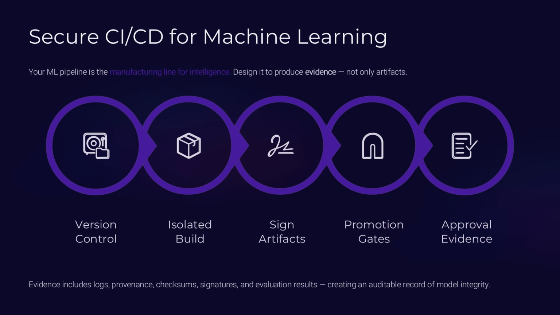Machine learning delivery pipelines often include data ingestion stages, pre-processing scripts, training runs, evaluation steps, packaging and containerization, publishing to artifact registries, deployment into production environments. This pipeline is effectively the manufacturing line for intelligence. If it is compromised, you may deploy unverified models, poison dependencies, or altered training code.